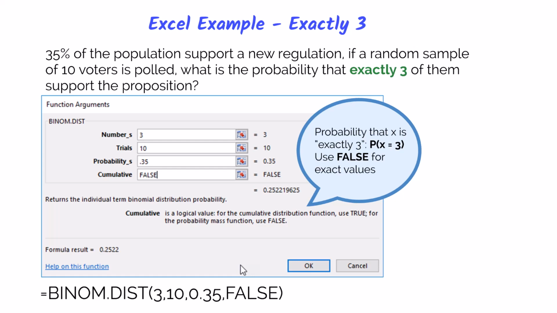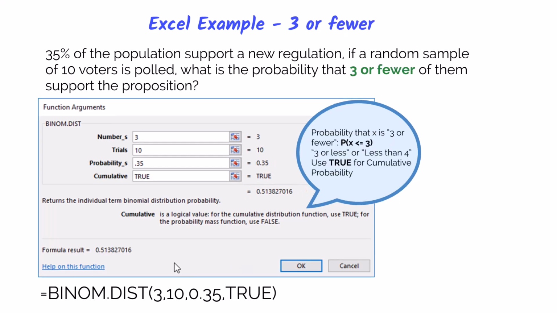We will plug in a 3 as the number of successes, 10 for the number of trials since we had 10 voters. We will then enter 0.35 for the probability of success since 35% of the population supports the new regulation. And the Excel formula outputs 0.2523, which as you can see matches what we did before. So let's change up the story now and assume we want to know the probability of 3 or fewer.